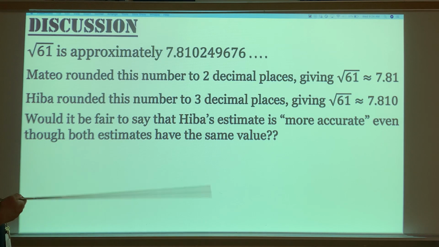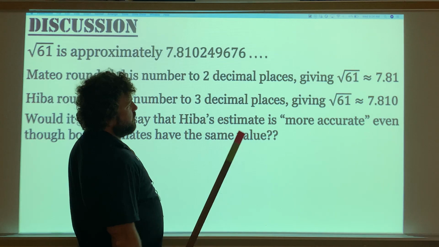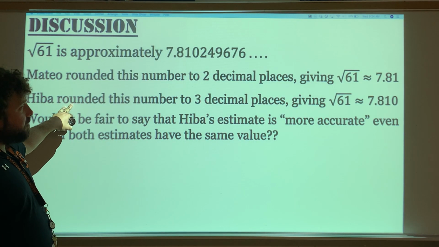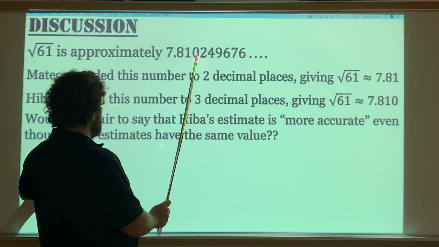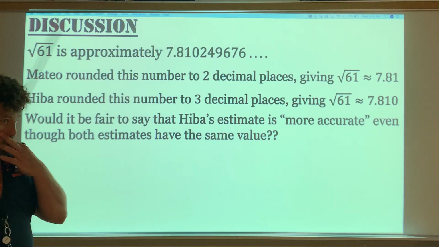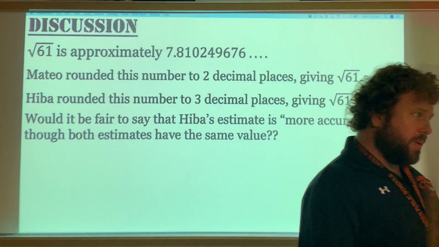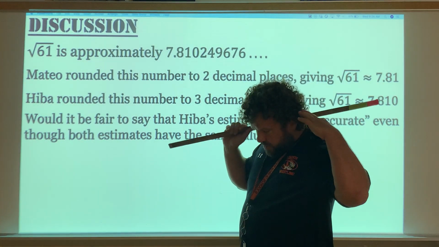Mateo rounded his number to 2 decimal places, giving an answer of square root of 61 is about 7.81. Hiba rounded this number to 3 decimal places, giving you about 7.810. Okay. Would it be fair to say Hiba's estimate is more accurate, even though they're the exact same value? So, before we discuss, I want you guys to think about it, because IB is not just about solving problems. It's about thinking and using knowledge.